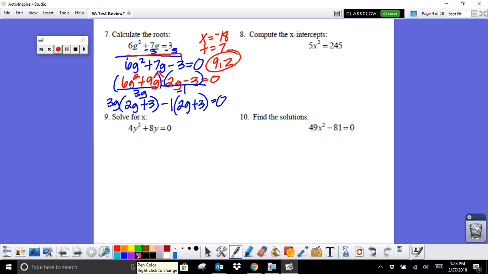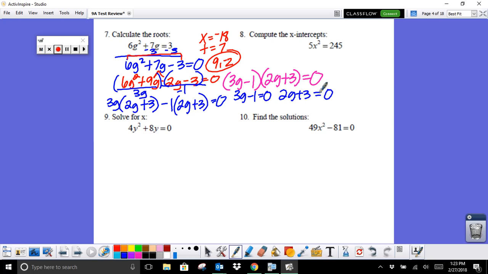So my 2 factors are 3g minus 1 and 2g plus 3. And I still need to find my roots, my solutions. So I'm going to have 3g minus 1 equals 0 and 2g plus 3 equals 0. The only difference between this and what we did on the last test is that we have to set these equal to 0. I'm going to add 1.